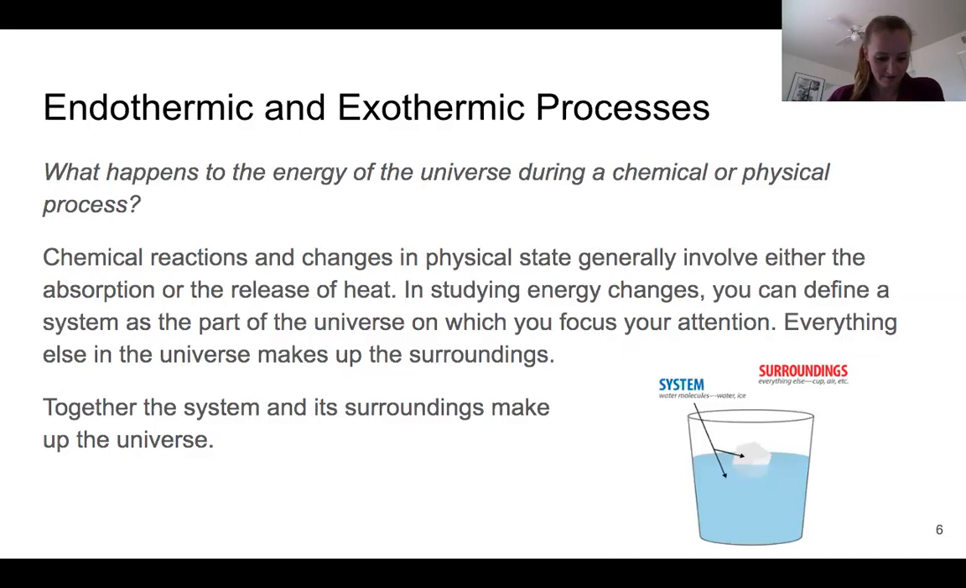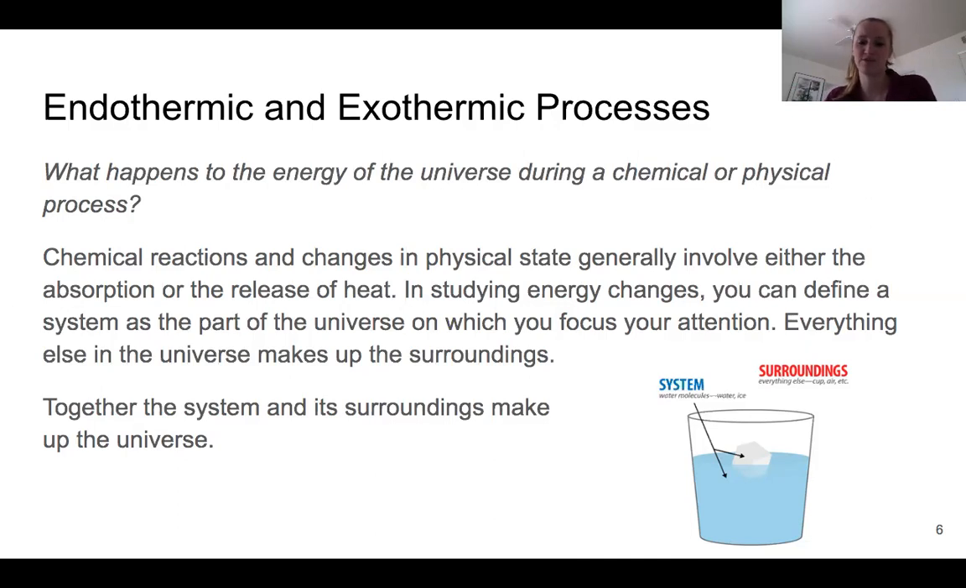Okay, we have 11 through 13. So these chemical reactions involve an absorption, so they take in heat or they release heat, or let it go. How we study these energy changes is something called the surroundings and the system. So the system is what you are focusing your attention on. And then the surroundings is everything else surrounding it.